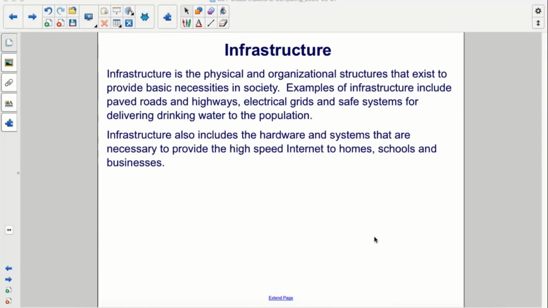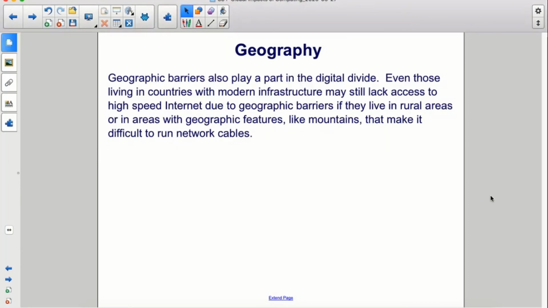Infrastructure is the physical and organizational structures that exist to provide basic necessities in society. Examples of infrastructure include paved roads and highways, electrical grids, and safe systems for delivering drinking water to the population. Infrastructure also includes the hardware and systems that are necessary to provide the high-speed internet to homes, schools, and businesses.